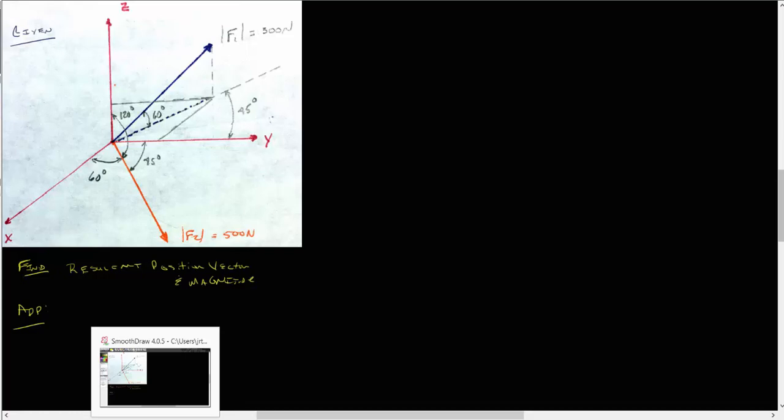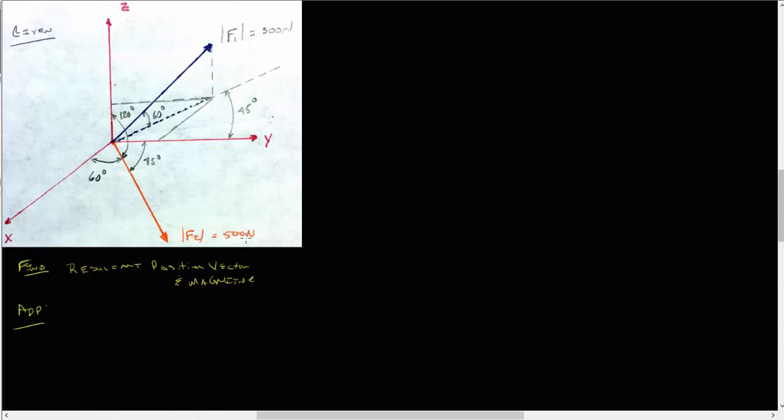And then I have force 1, which is a blue pen with a magnitude of 300 newtons, and a force 2 down here, 500 newtons, denoted with an orange pen. And I've given the direction of force 2 given the actual angle.